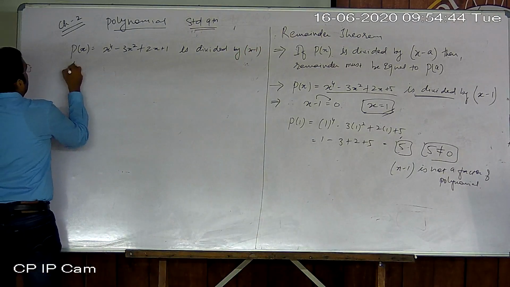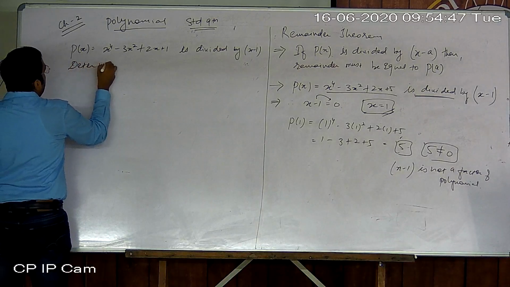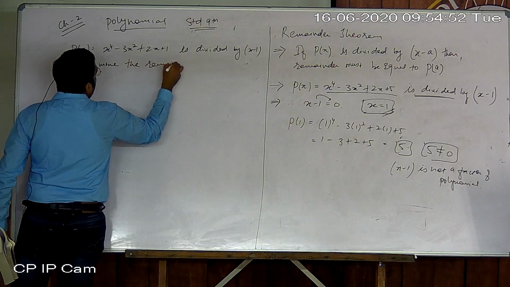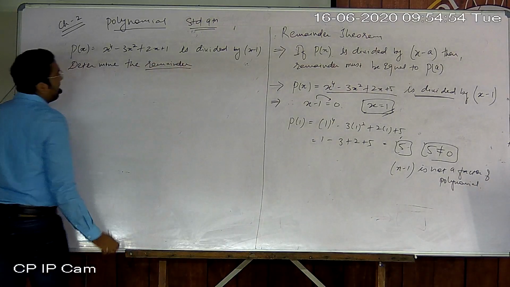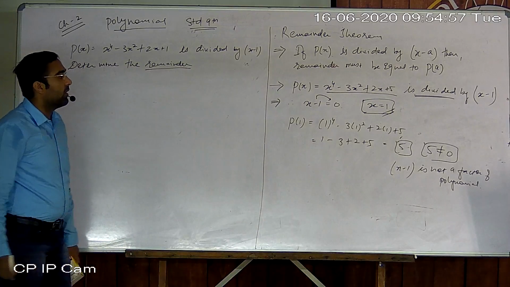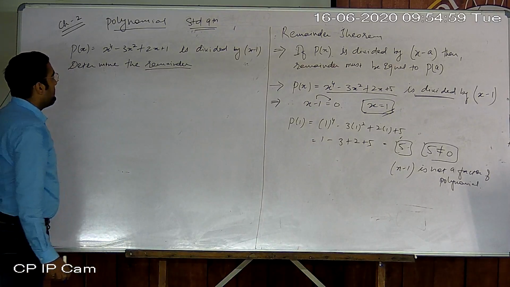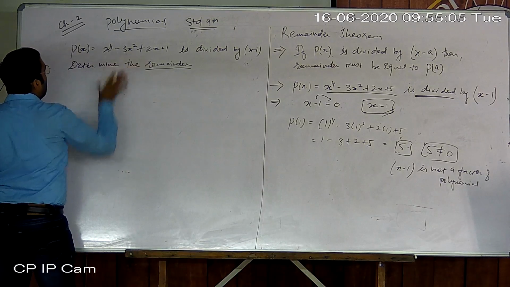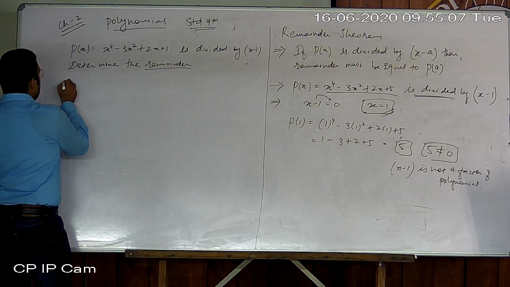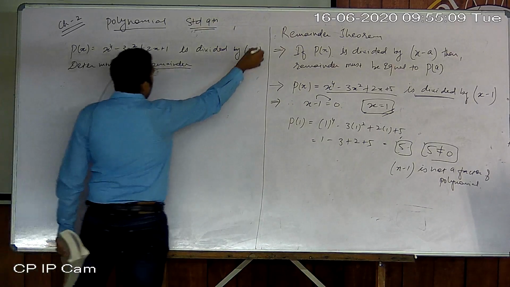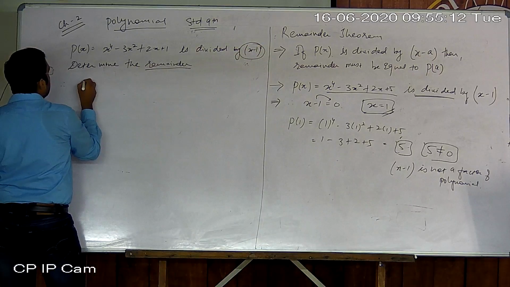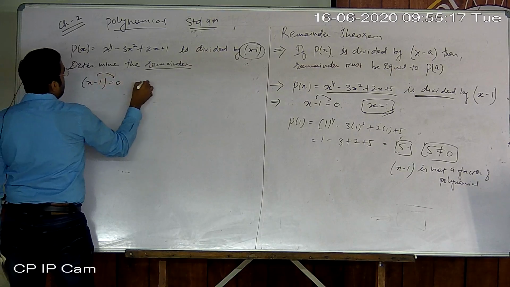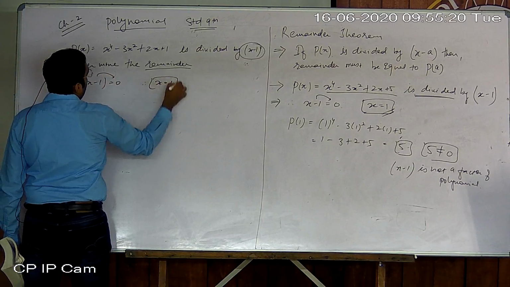Determine the remainder. Here it is clearly written: determine the remainder. Whenever it is written determine the remainder or find the remainder, then you have to take only and only the value of x and put it in p of x. So what is g of x? My g of x is x minus 1 equal to 0. Now 1 shifted to the other side, therefore x equal to 1.